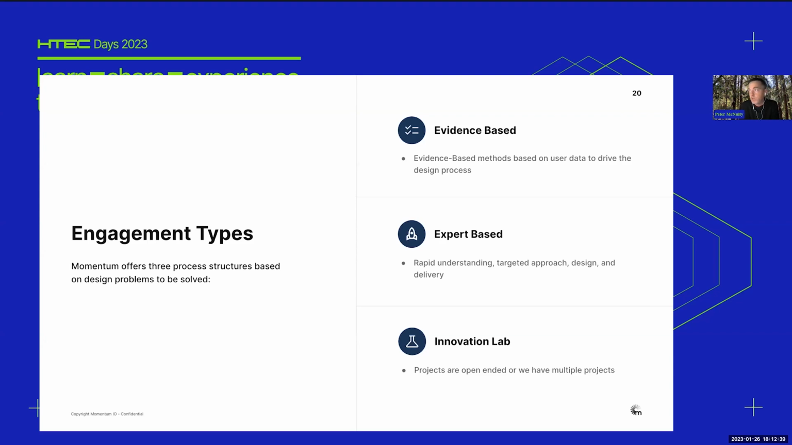And then we go into the workshopping, and I'll go into the process in a bit. Expert-based is really rapid. This is really diving in, understanding the problem at hand and solutioning. It's typically targeted for a certain area of an experience or an extension. And we do the expert-based playbook.